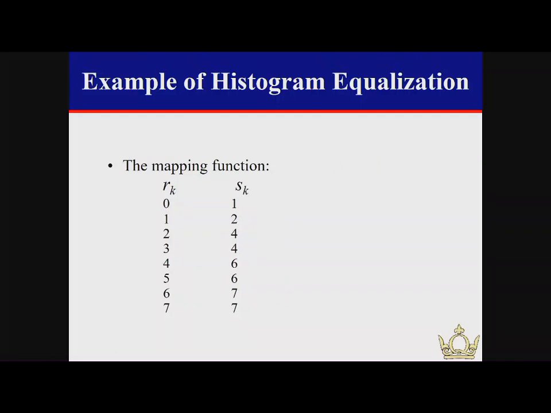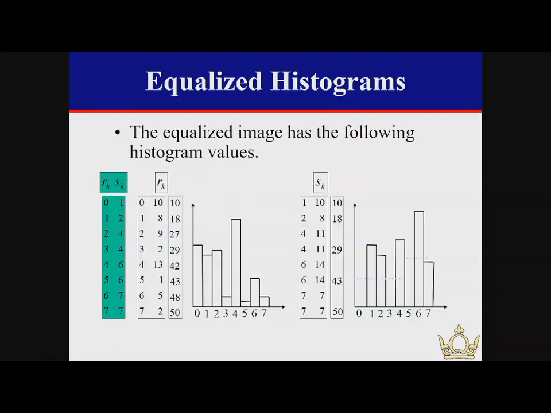And then the new integers are the output values. If you put those values into the lookup table, this is the lookup table. This also gives the transformation between the original pixel values and the new pixel values. This mapping gives the histogram equalized image. Okay, this is the method.